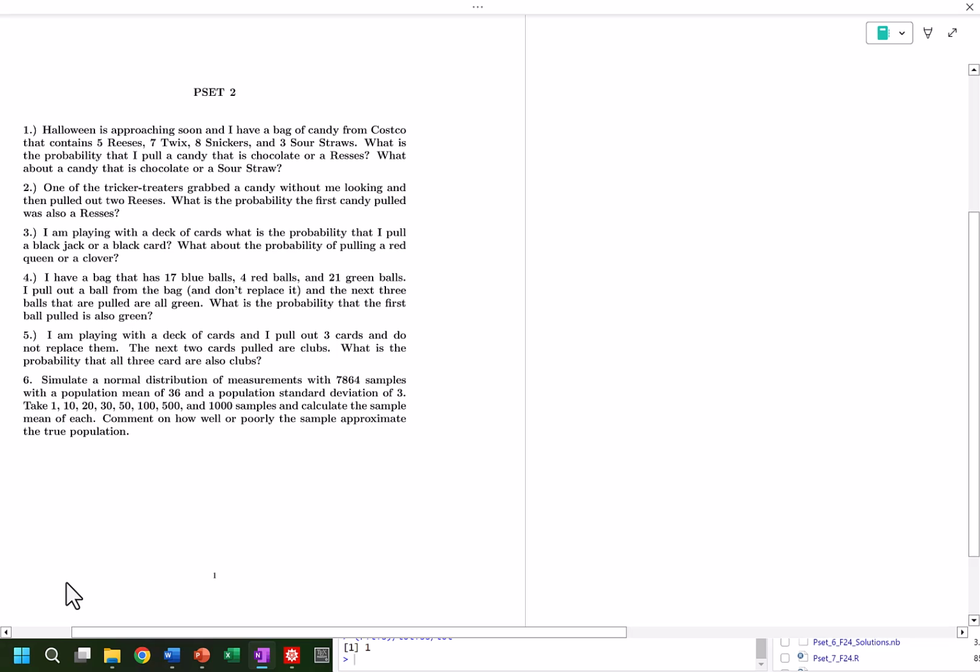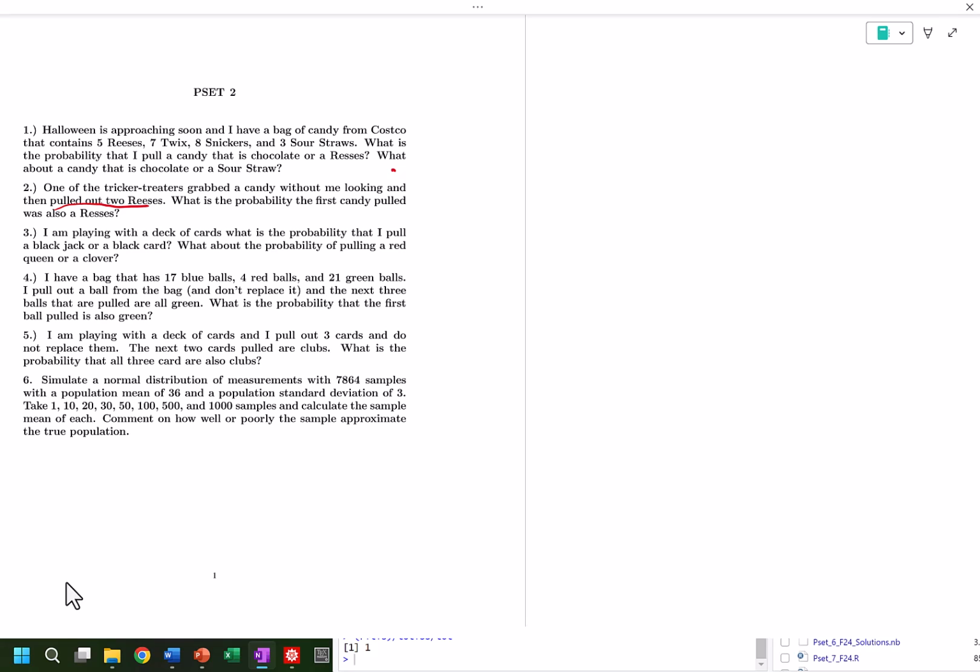So one of the trick-or-treaters grabbed a candy without me looking and then pulled out 2 Reese's. What's the probability that the first candy pulled out was also Reese's? So this is an example of a conditional probability. And so we're actually going to have to invoke Bayes' theorem.